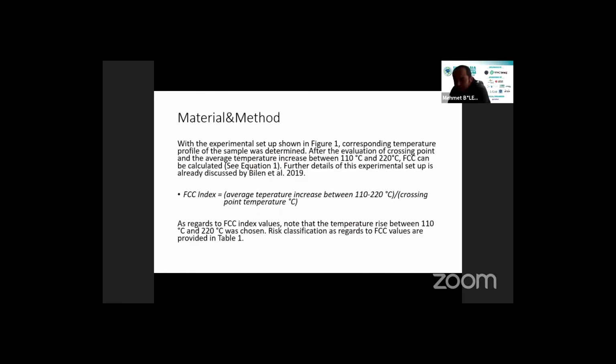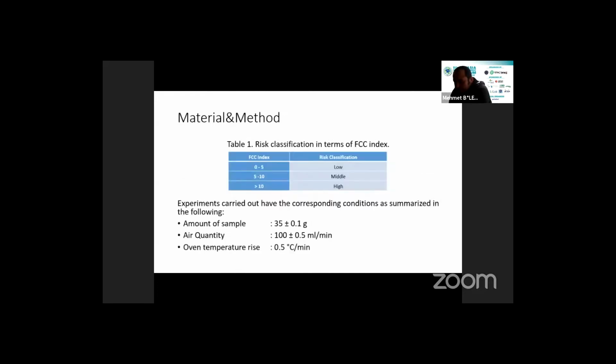Let me show you how we calculate the FCC index in this slide. We take the average temperature increase between 110 and 220, and then we divide it by the crossing point temperature in Celsius degrees. Then we have an FCC index value, and this value is classified accordingly in the table tabulated in table 1.